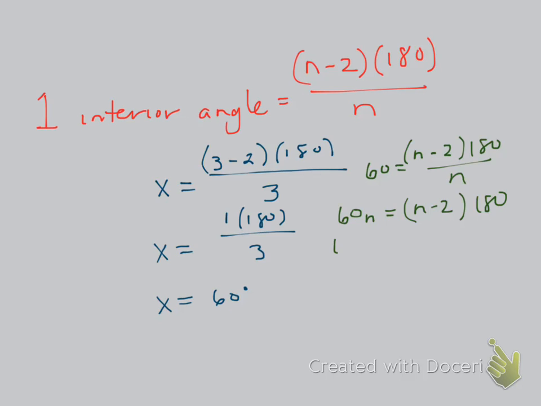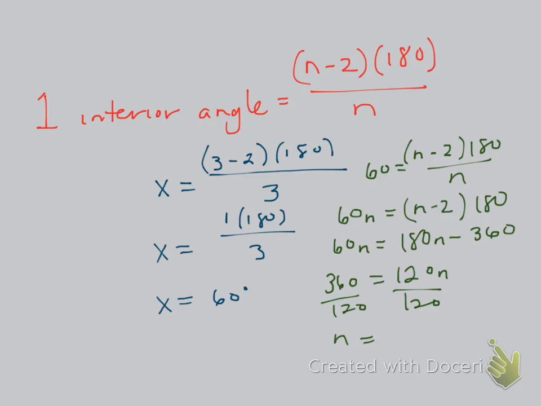Now I'm going to have to distribute. This one's a little more challenging from this aspect. So now you have 180n minus 360. Okay? I'm going to put the 360 over here and subtract the 60 from the other side. I'm going to have 120n. And now divide both sides by 120. And n is equal to 3. So that's how you use the formula as it is.